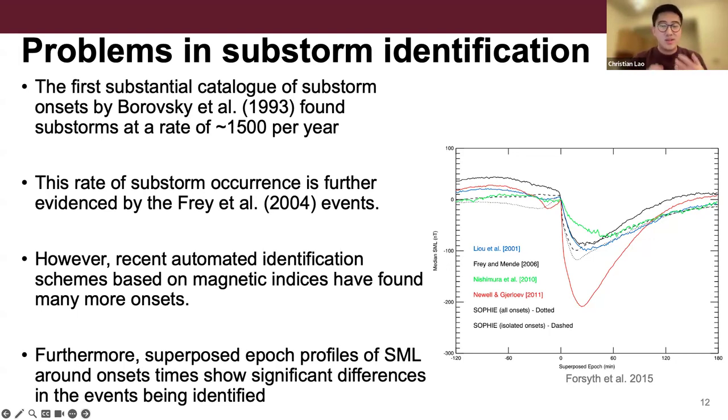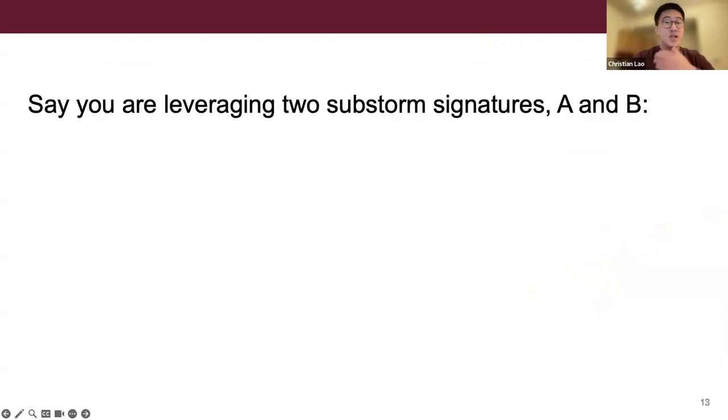In that case, one of the primary goals of my PhD and my work here at UCL has been to evaluate the relationship between different substorm signatures and help the community progress to a common set, or at least a common description, of substorm events. So to do this, we just ask 4 simple questions of substorm signatures or identification methods. So say you're leveraging 2 substorm signatures, A and B.